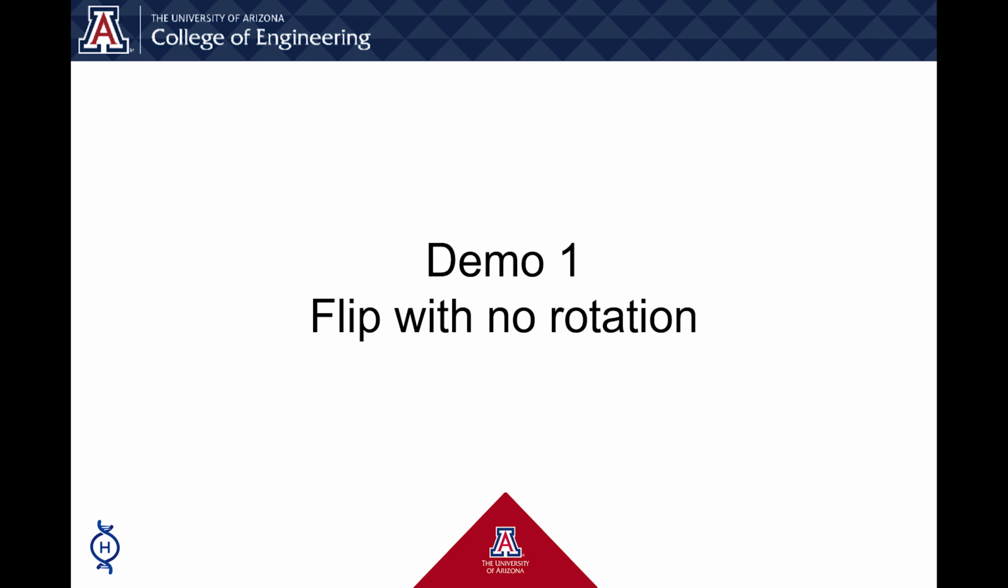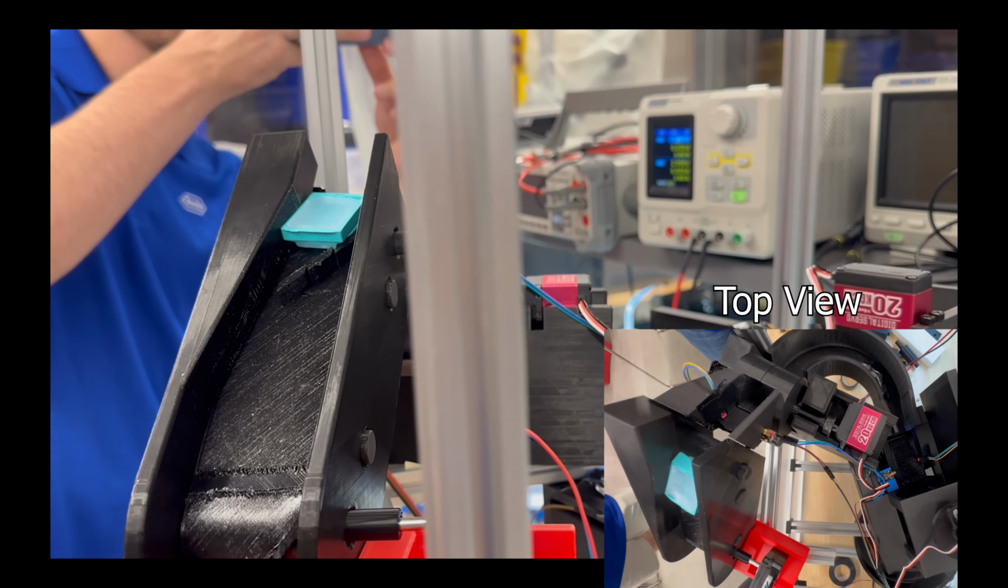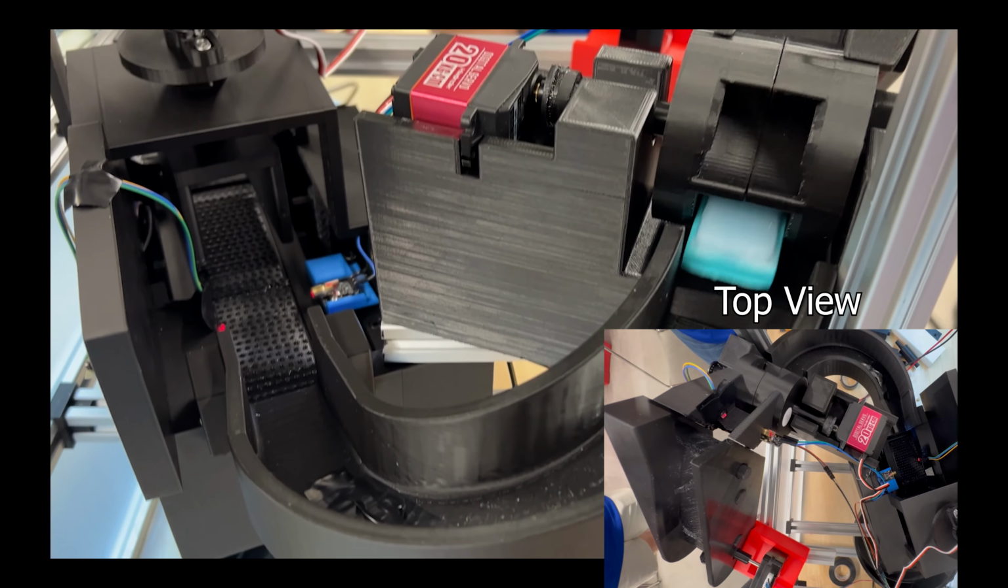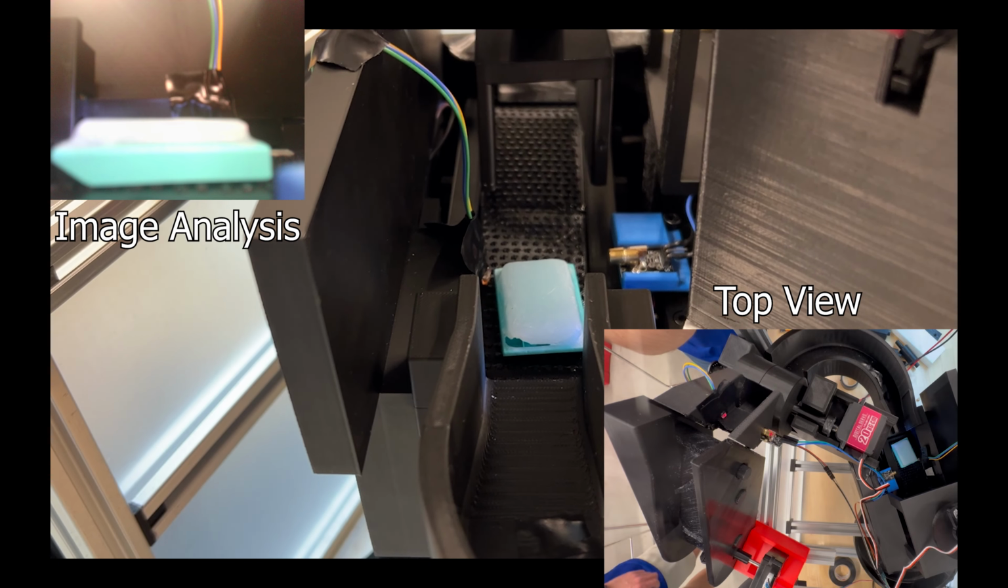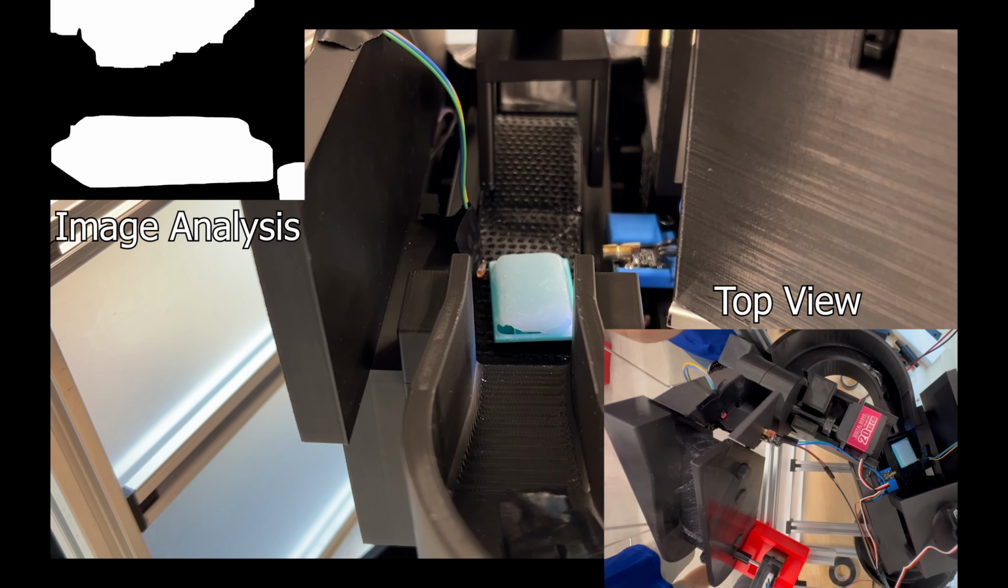In this first demo, you will see the tissue block go through the system in such a way that it is flipped but not rotated. The block goes up the input conveyor and slides into and is caught by the flipper. The flipper flips the block into the next chute where it is picked up by the flat conveyor and stops in front of the camera.